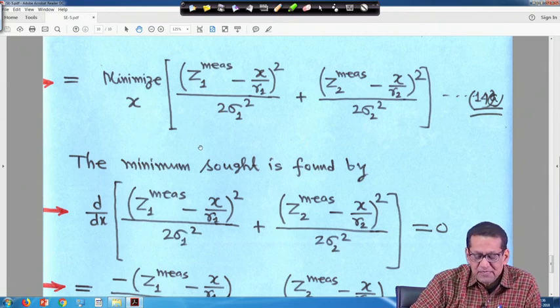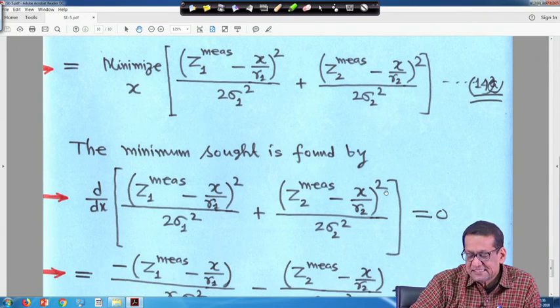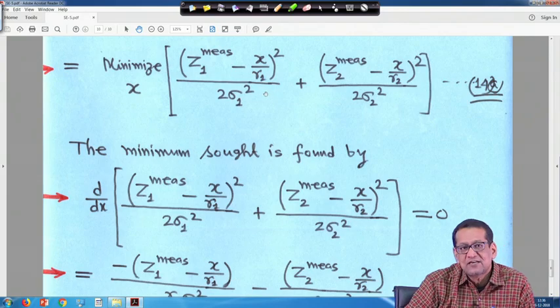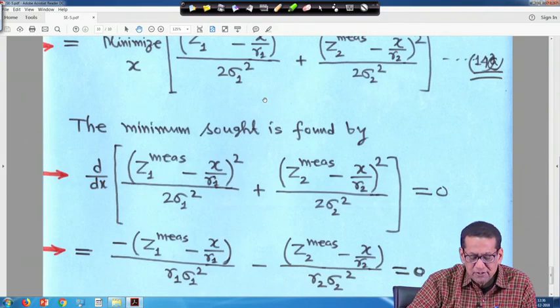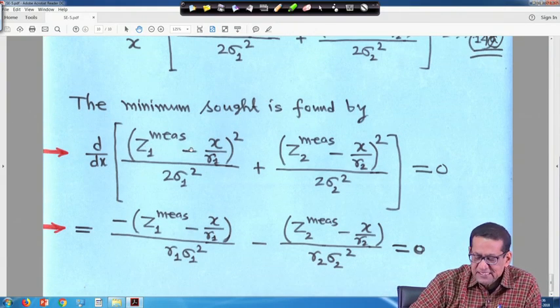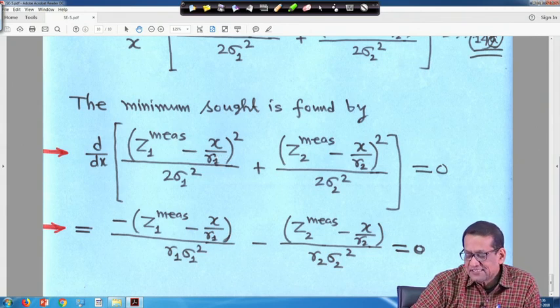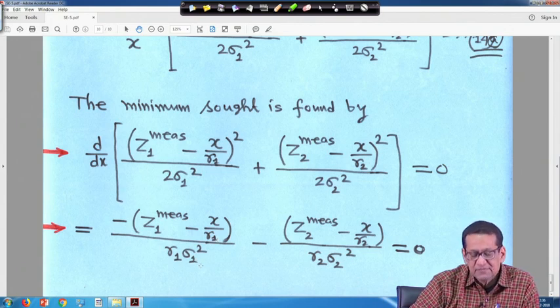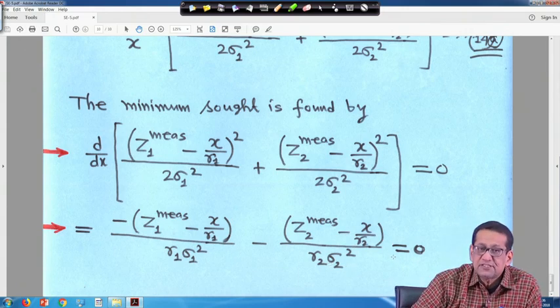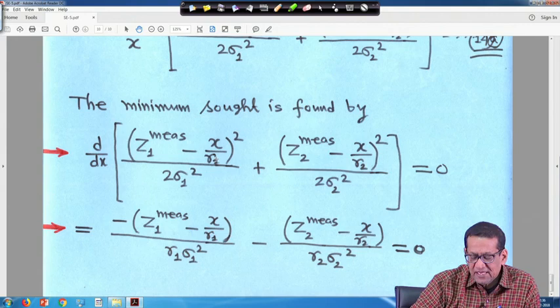Now, you will get the minimum if you put d/dx of this term equal to 0. If you do so and take the derivative, the right hand side is anyway 0. So, minus of (z1 measure minus x upon r1) divided by r1 sigma 1 square minus (z2 measure minus x upon r2) divided by r2 sigma 2 square is equal to 0. And then from there you solve for x, which is x estimated.